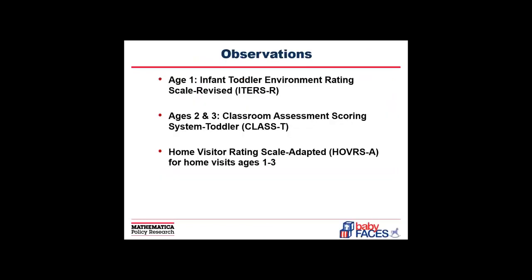We conducted live-coded classroom quality assessments when children were 1, 2, and 3 years old with observers who were trained and certified. When children were 1, we used the Infant Toddler Environment Rating Scale revised, the ITERS-R. And when children were 2 and 3, we used what was then a new measure, the toddler version of the CLASS. Home visits were observed and coded at each age using the Home Visitor Rating Scale adapted.